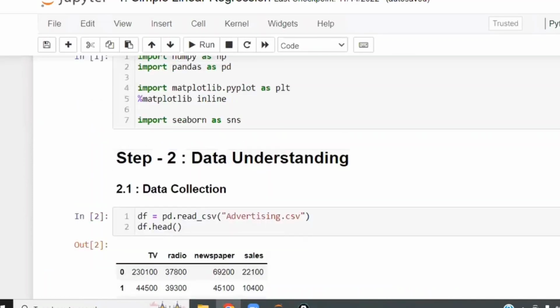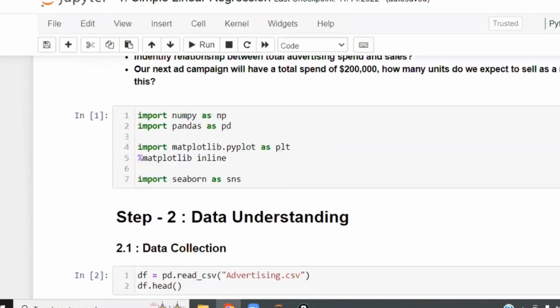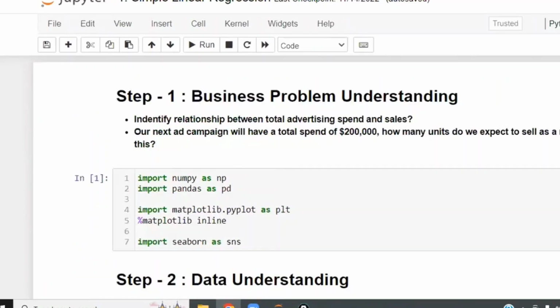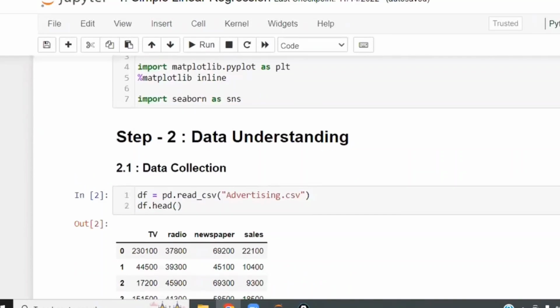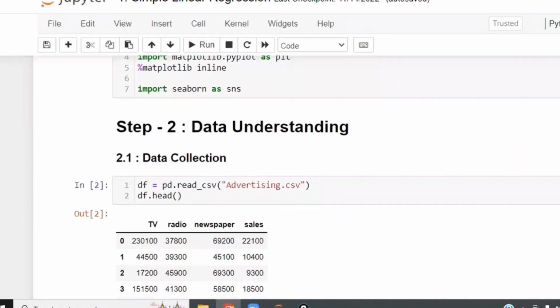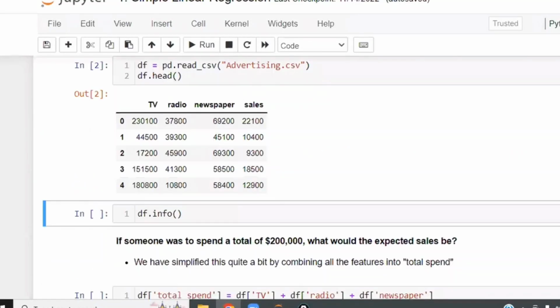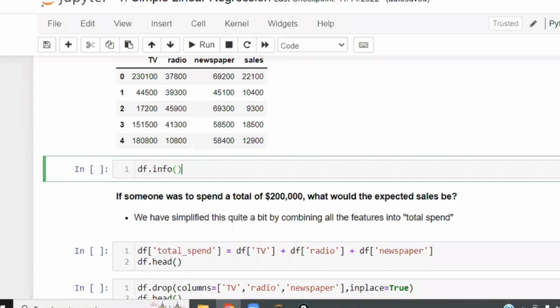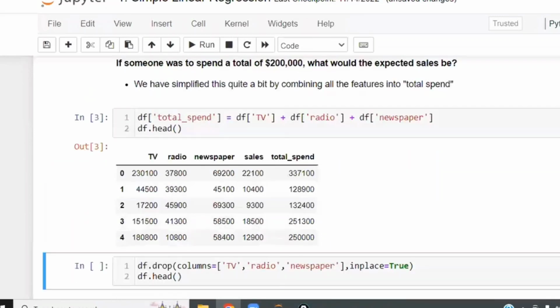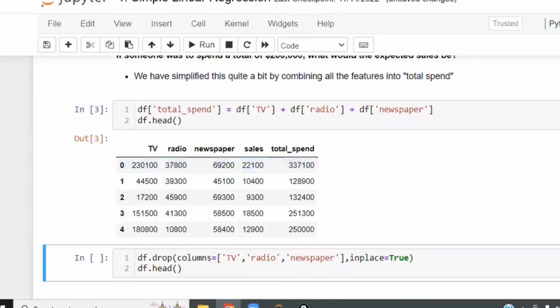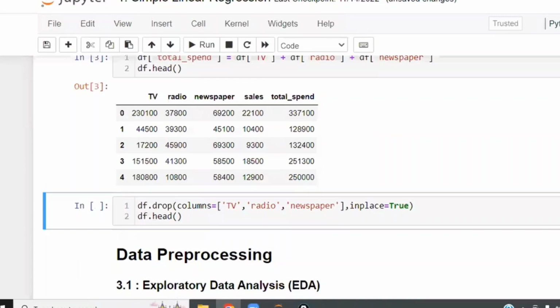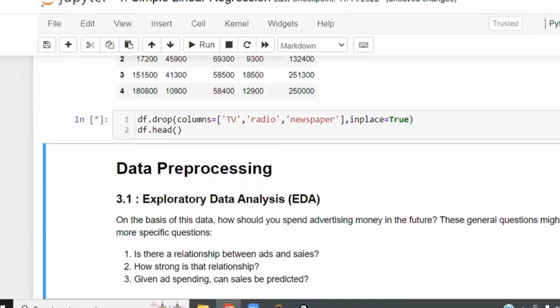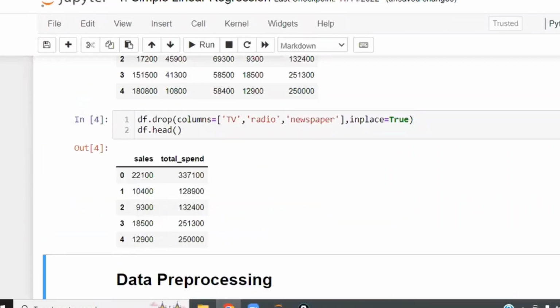So the question is the relation between total advertising, not with respect to individual media. Total means first you have to create a new column called total, which is the combination of everything. Whatever the remaining three columns are, I'm removing. Now I have only two columns, one is total and one is sales. Now they want the relation between these two.